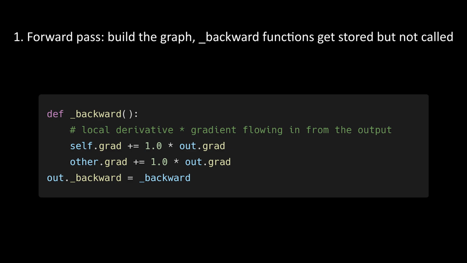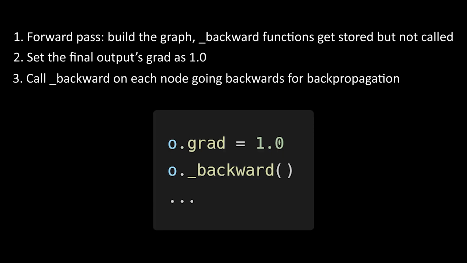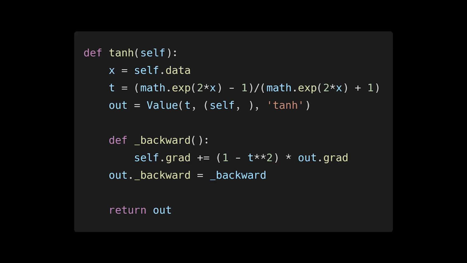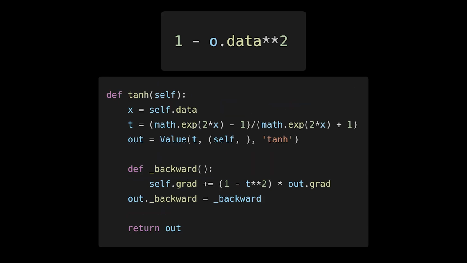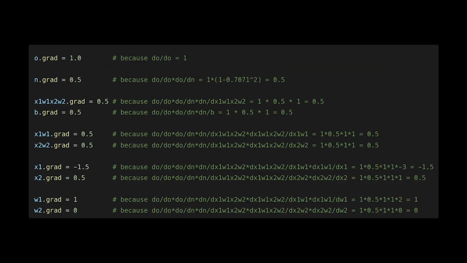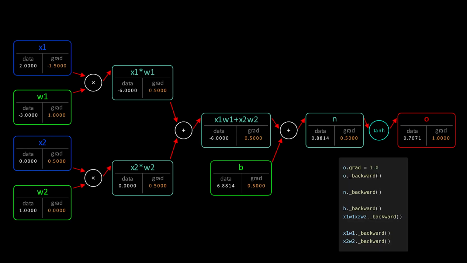Now the sequence is: forward pass, build the graph, backward functions get stored but not called. Set the final output grad as 1. Call backward on each node going backwards for backpropagation. Next we have multiplication, the same chain rule as always. And finally for the tanh, we already know the local derivative of tanh. Now we are basically done, so we can instead of this, do that. We are just calling backward for each node, and we get the same result.